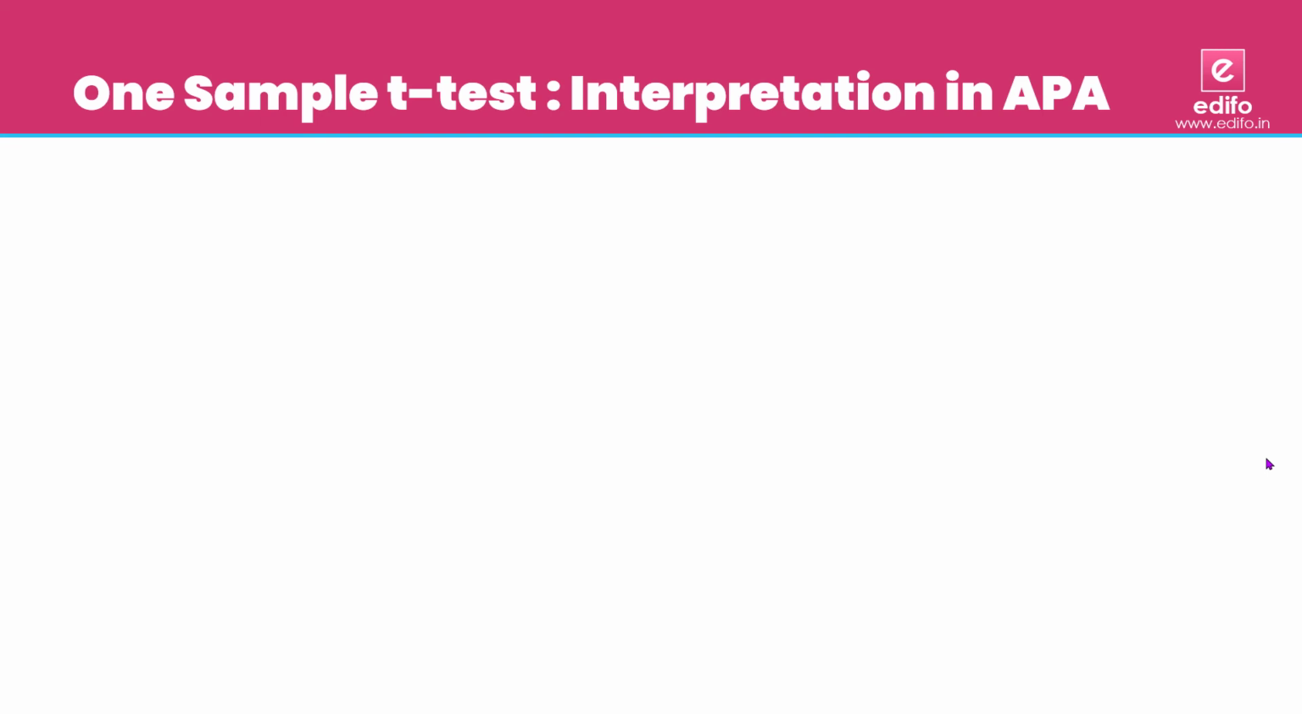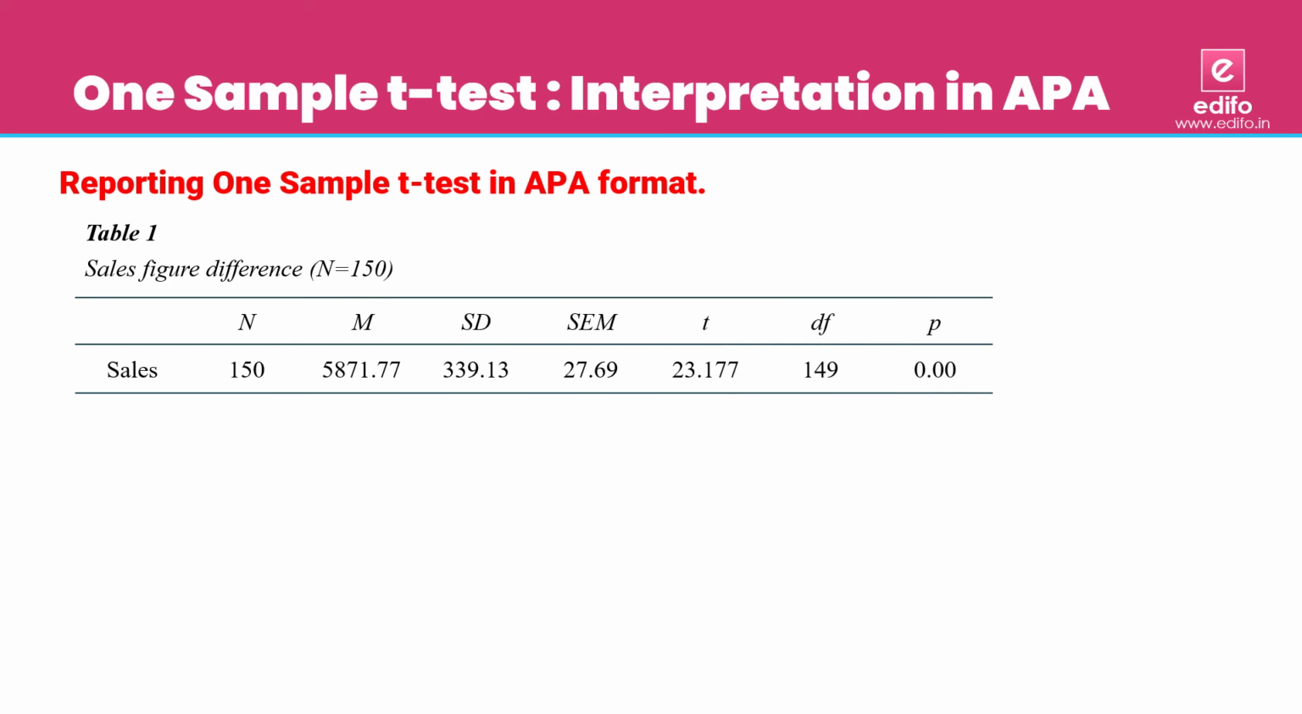Now we are going to explain how we can interpret this result in APA format. Now we are going to check how we can present the result in APA format. For that, first of all, you have to draw a table like this. The table 1, then sales figure difference. N equal to 150 means the sample that you have taken, 150 days sales figures. The first column sales, second column N, that means number of observation. M means mean value. The third column is standard deviation.